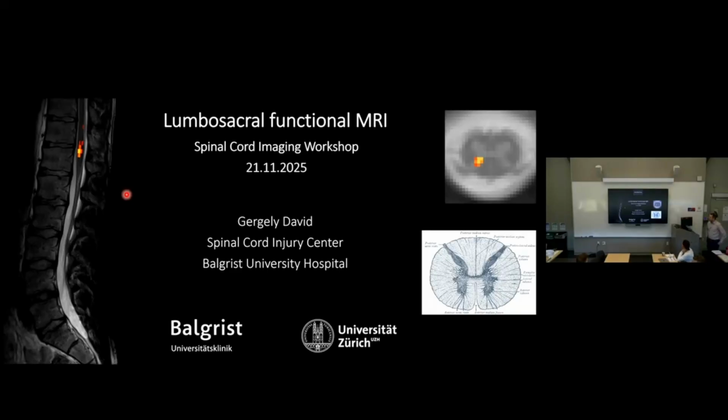So yesterday we heard some applications of functional MRI. They were mostly in the cervical cord. Dimitri mentioned a few applications in the lumbar cord. But today I will draw some comparisons between the cervical and lumbar regions, highlighting what is easier, what is more difficult in the lumbosacral cord, and what you should consider when setting up an fMRI study in this part of the spinal cord.